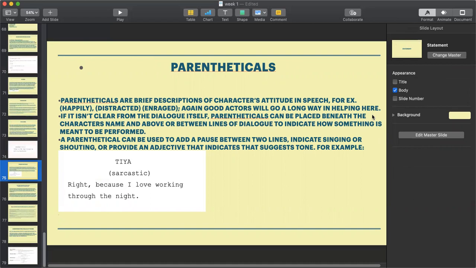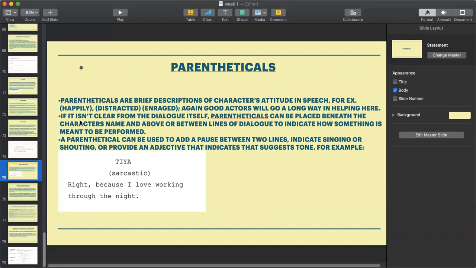Parentheticals can be placed beneath the character's name or above or between the lines of dialogue to indicate how something is meant to be performed. Okay, how the characters are performing it. A parenthetical can be used to add a pause between two lines, indicate singing or shouting, or provide an adjective that indicates a tone, right? So this will be the tone of the speaking. Right, because I love working through the night, right? Like that.